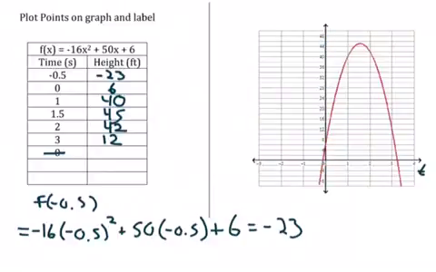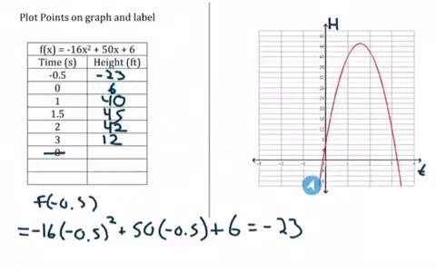So I'll just go over here and put an H just to make sure that we know that. H, so height is on the y-axis and time is on the x-axis. So we need to find negative 0.5 on the x-axis, which is right around here, in between the 0 and the negative 1. And then we need to make our point at y equals negative 23.